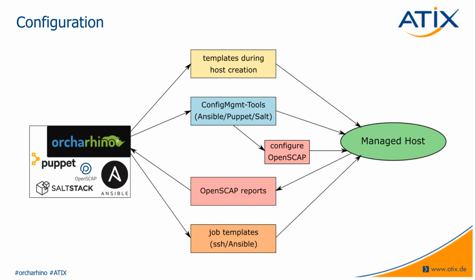SaltStack is a hybrid compared to the first two. So you can run it in pull mode, using a Salt master and Salt minions on your clients, in the same mode as Puppet. But you can also push your configuration via SSH as you did with Ansible.